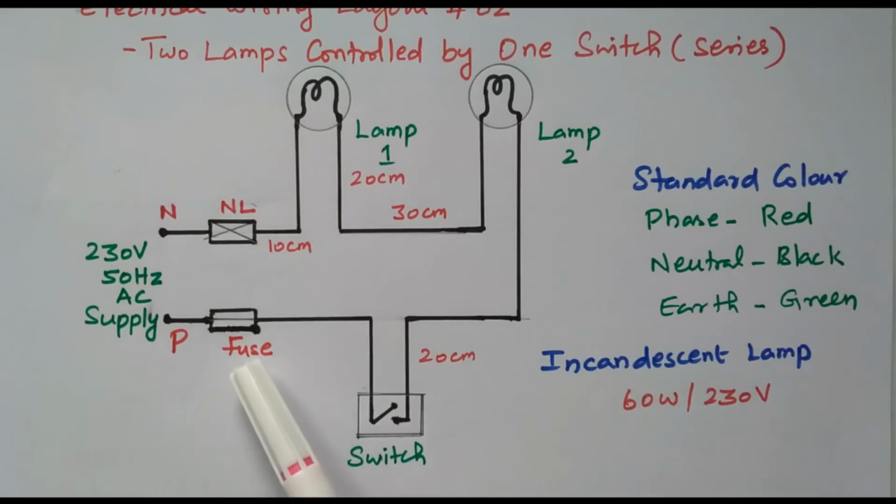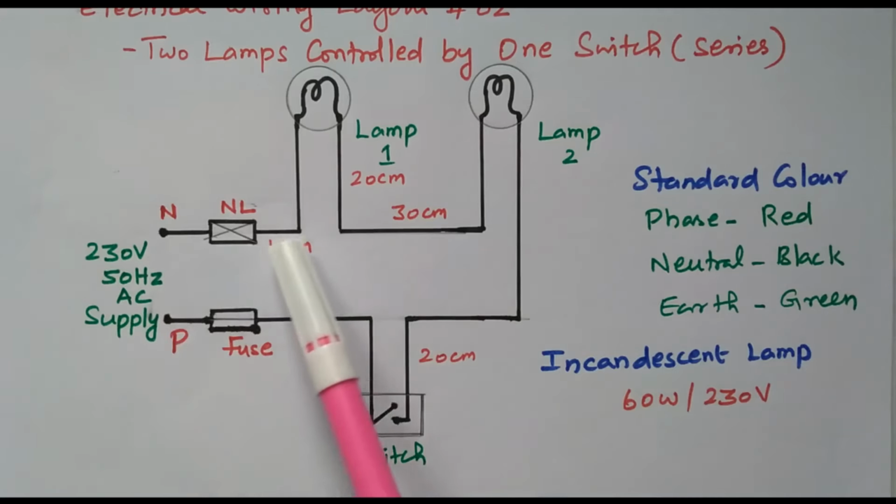The fuse is used to protect the circuit. If any overcurrent is taken by the circuit, the fuse will blow. Then the supply to the circuit is disconnected, so the entire circuit will be protected. The switch is used to control the lamp on and off. We can turn the lamp on and off by using the switch. So the phase should be connected to fuse and switch. The fuse is used to protect the circuit, and the switch is used to control the lamp.